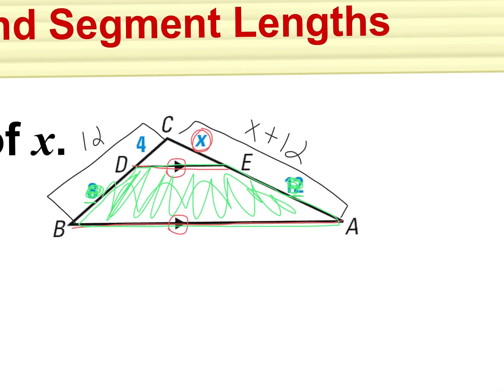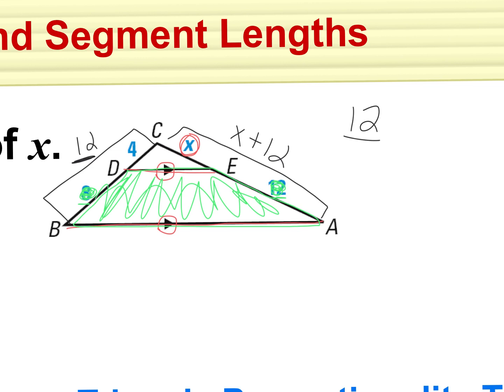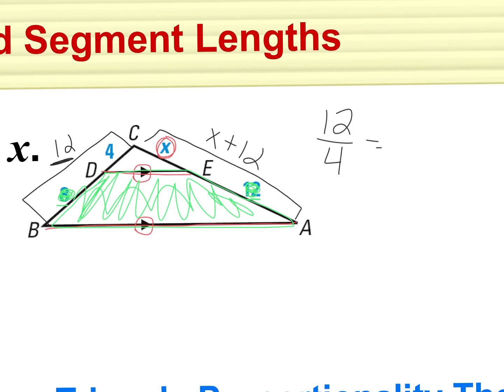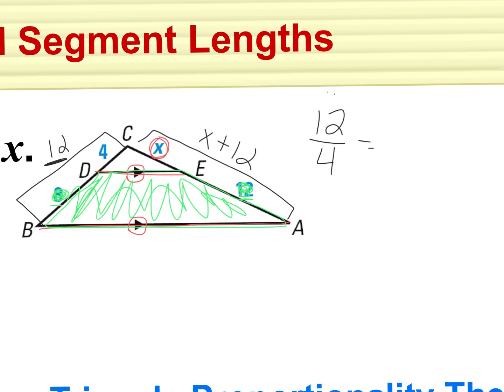Yes. So I'm going to start with this 12 over here. 12 is our long side. What's the short side related to 12? 4. 12 over 4. And then what's the long side? Since I started with the long side, what's the long side on the other one? x plus 12 over x. Yep. Is it a problem that we have two x's? No. In the end, it does not matter.